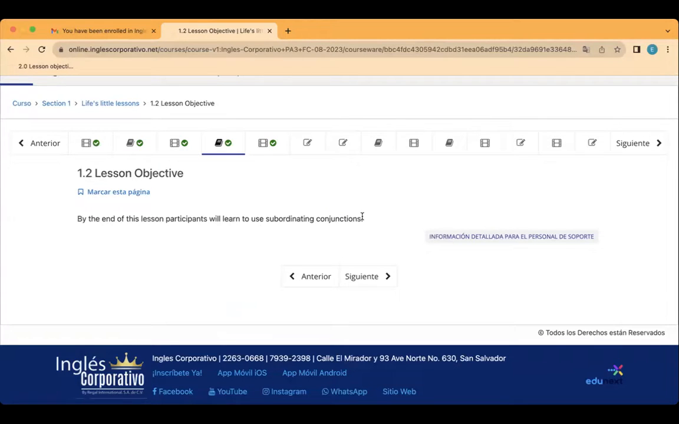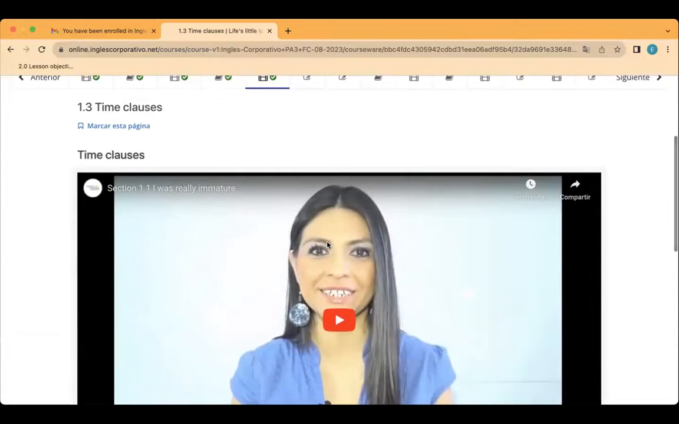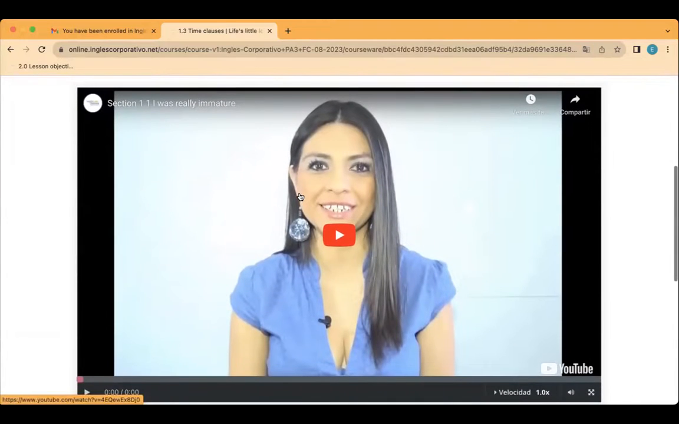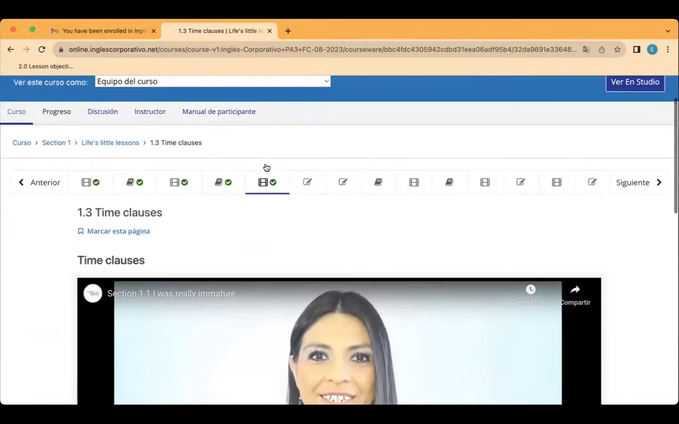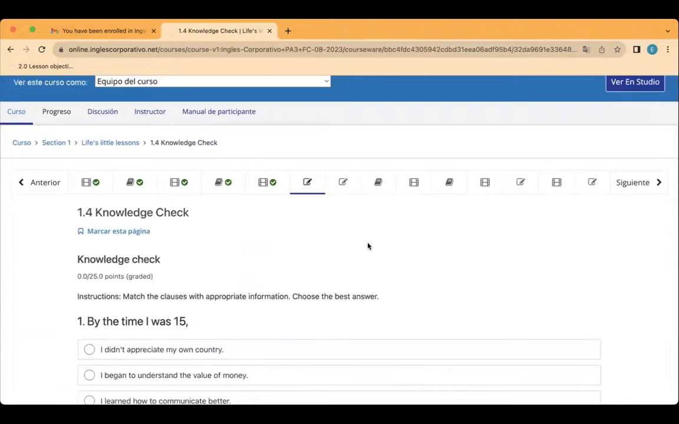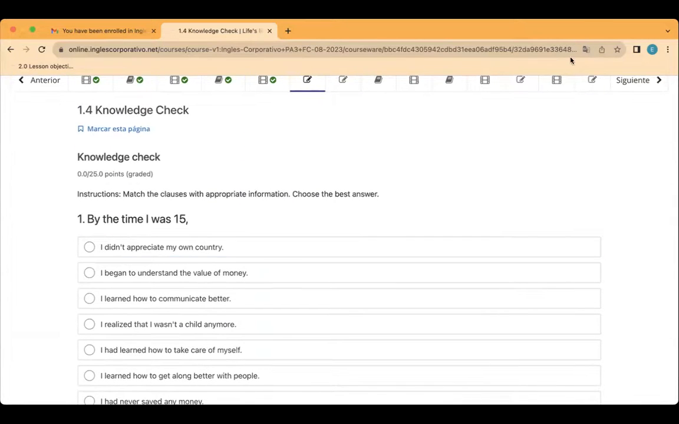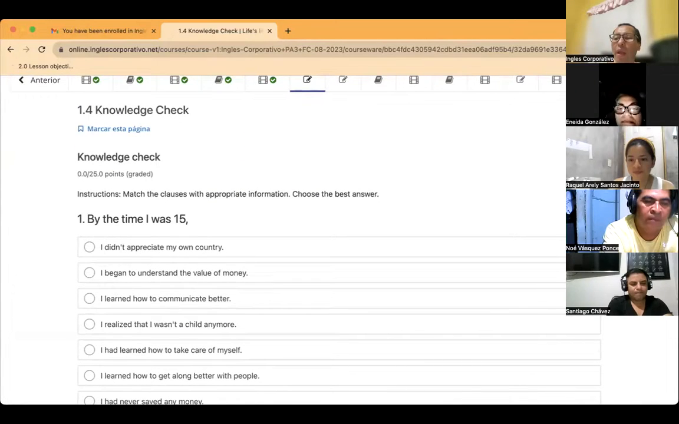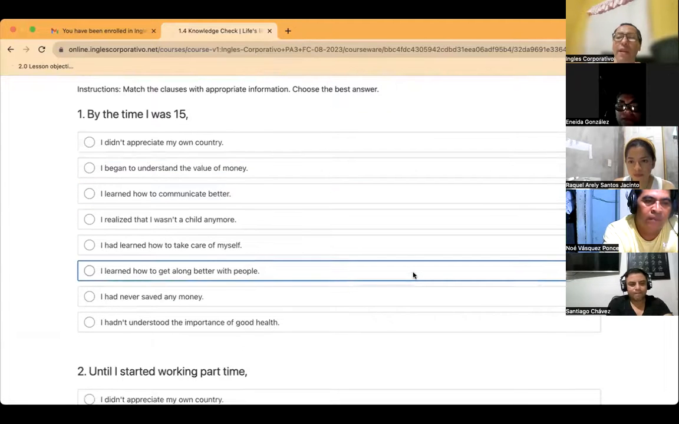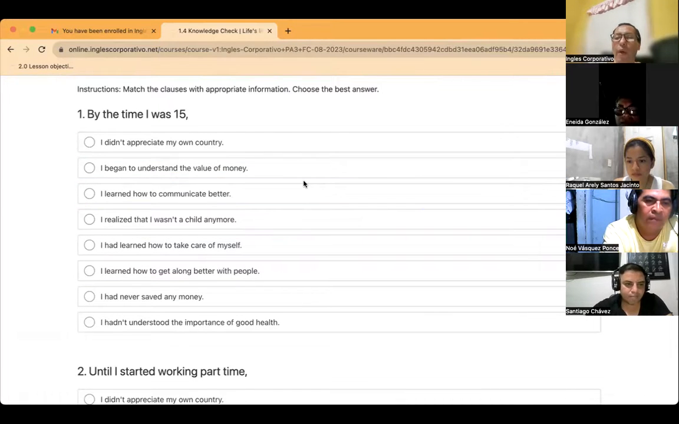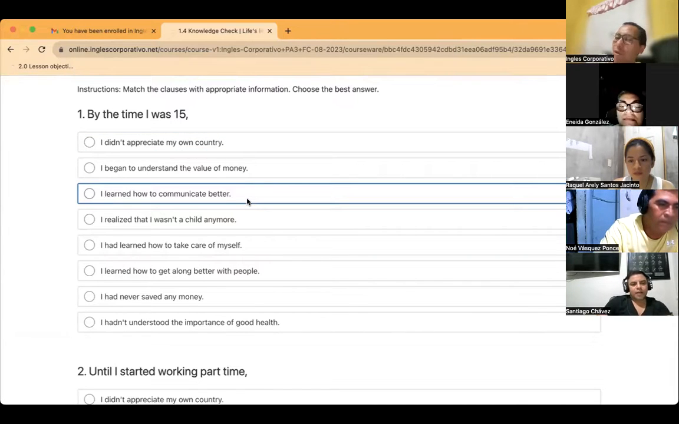In this, we're also going to use the subordinate conjunctions. It's the same idea. It's the same thing that we're looking at about the person being immature. So we're going to try it together, okay? Here, let's try to complete the sentence. So, Noé, number one, what do you think?